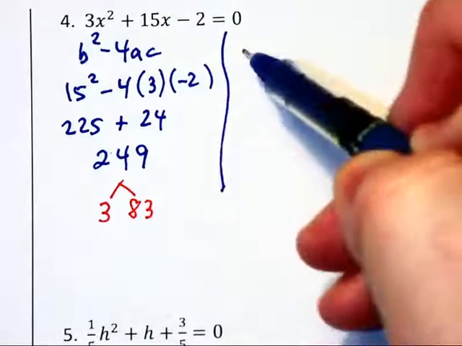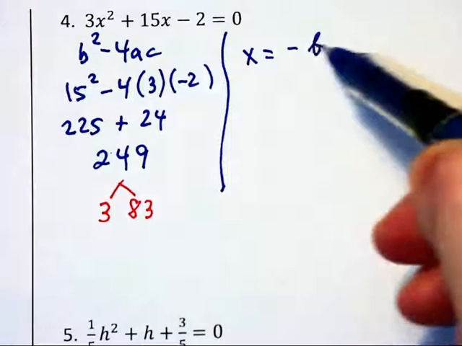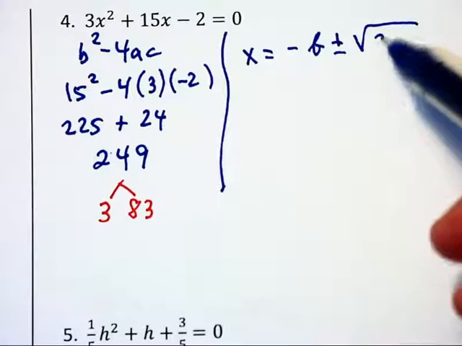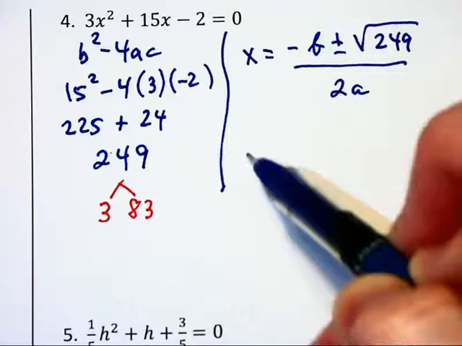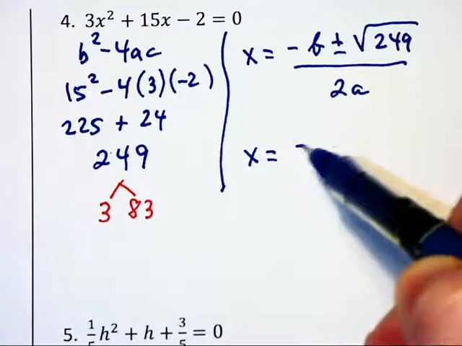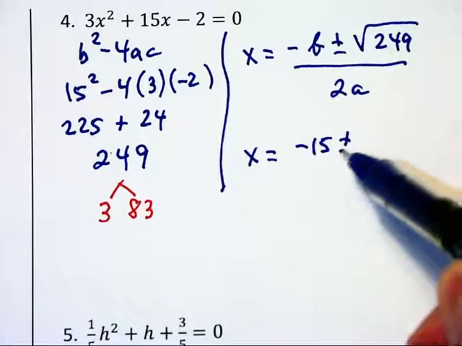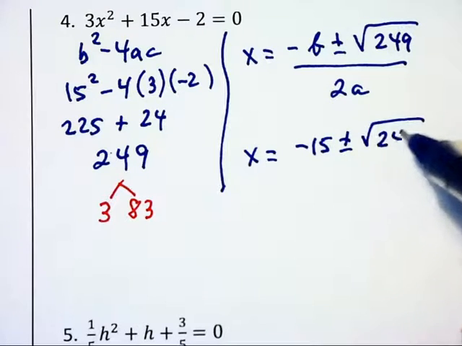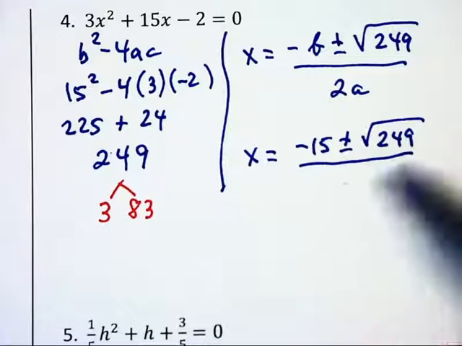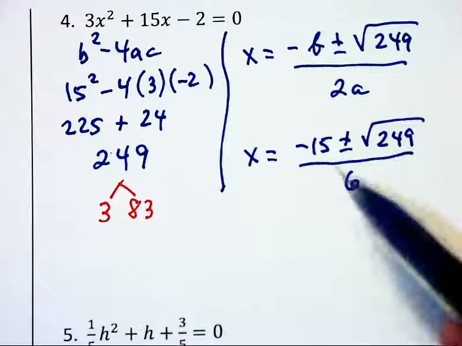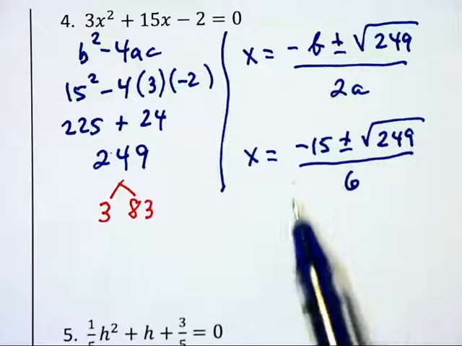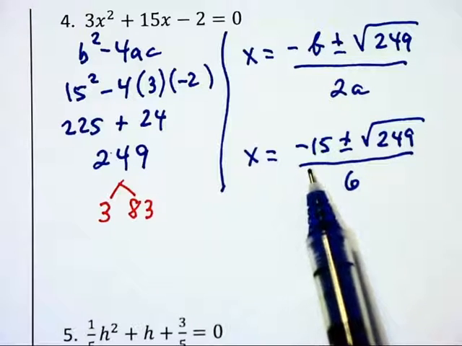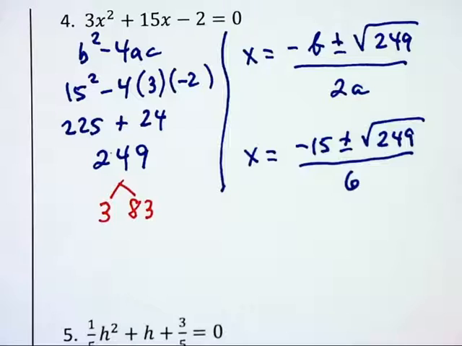So here we go. X equals negative b plus or minus the square root of 249 all over 2a. Substituting our values in, we have negative 15 plus or minus the square root of 249 all over 2 times 3, which is 6. I could cancel the 15 and the 6, but because the 3 we'd be canceling is not a factor of the whole numerator, I'm going to leave this answer as is.